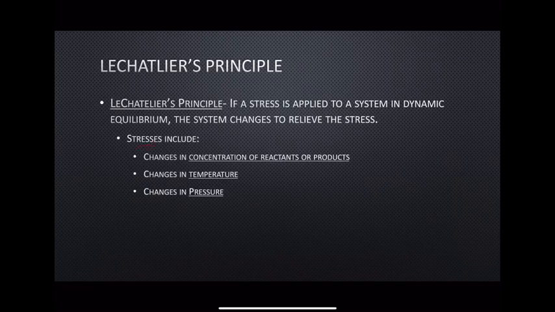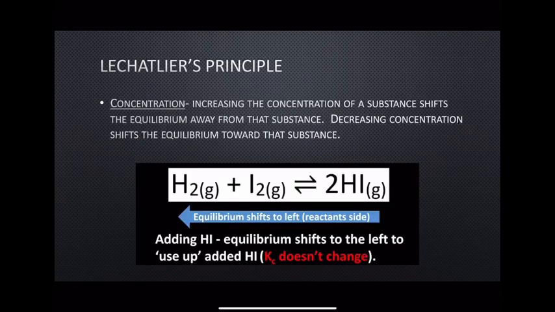What are those changes that can cause this shift to happen? Well, these changes are sometimes referred to as stresses, but they include a change in concentration of reactants and products, a change in temperature, or a change in pressure. If you change any of those things in a system in equilibrium, it's going to cause the equilibrium to shift. All right? Now, let's explore this a little bit further. So let's look at concentration first. So let's just read this together. It says, if you increase the concentration of a substance, it's going to shift the equilibrium away from that substance.